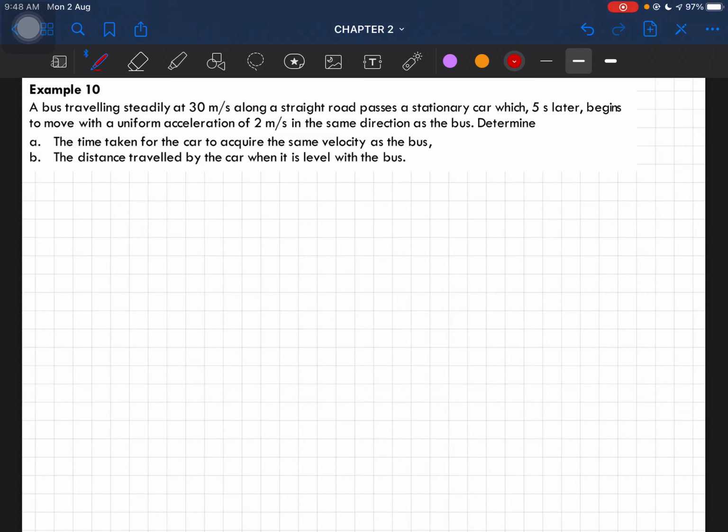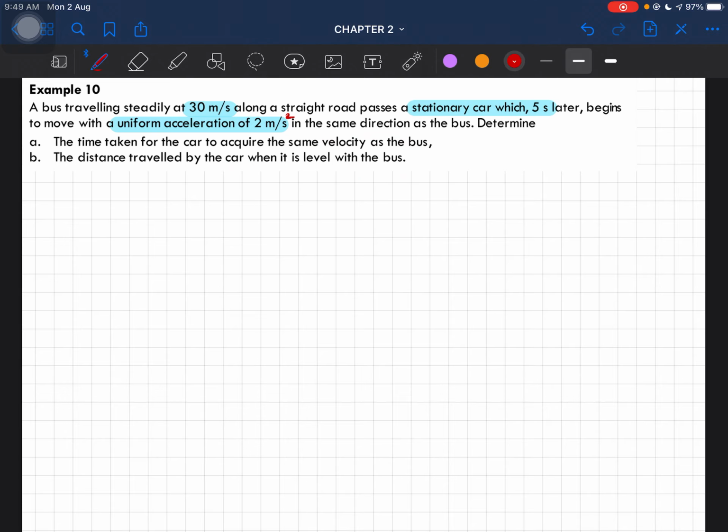Right, example 10. A bus traveling steadily at 30 meters per second along a straight road passes a stationary car, which 5 seconds later begins to move with a uniform acceleration of 2 meters per second square. Okay, I forgot to put square there. Right, determine the time taken for the car to acquire the same velocity as the bus, as well as the distance traveled by the car when it is level with the bus.